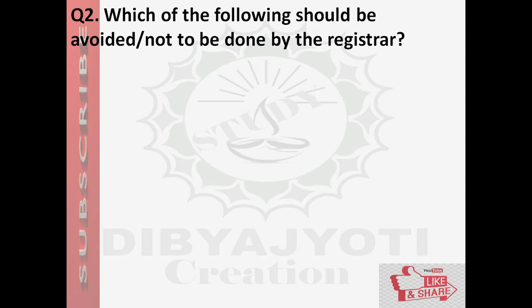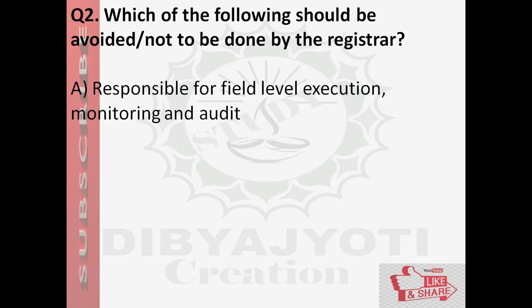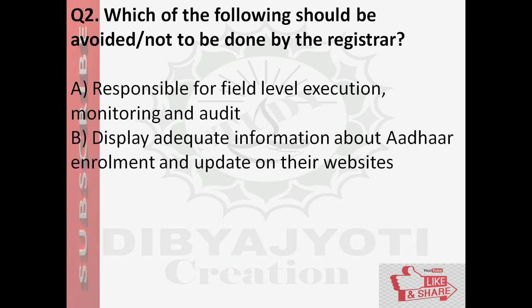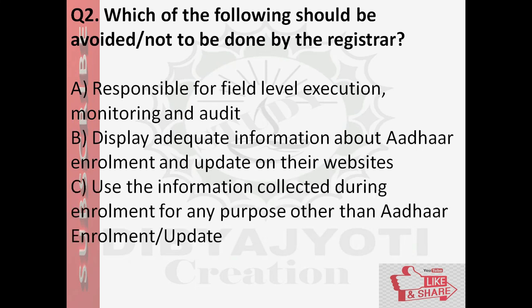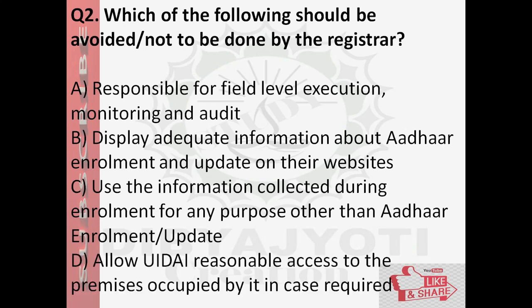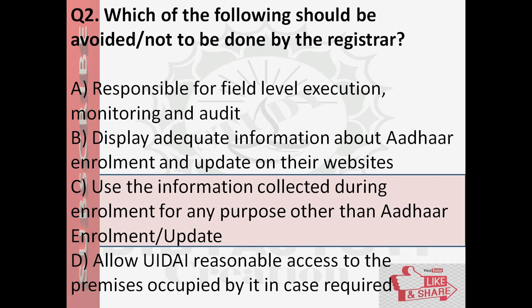Question number 2, which of the following should not be done by the registrar? Options are option A, responsible for field level execution, monitoring and audit. Option B, display adequate information about Aadhaar enrollment and update on their websites. Option C, use the information collected during enrollment for any purpose other than Aadhaar enrollment or update. Option D, allow UIDAI reasonable access to the premises occupied by it in case required. And the answer is option C, use the information collected during enrollment for any purpose other than Aadhaar enrollment or update.